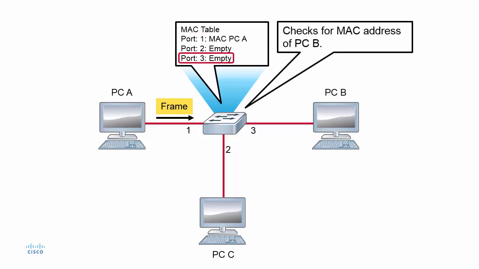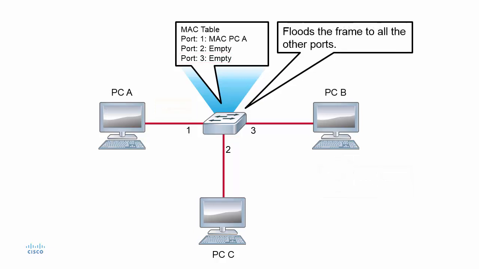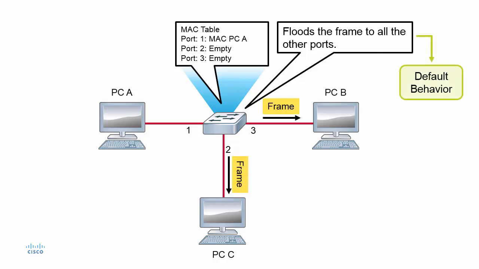The switch checks the MAC address table for the destination MAC address of PCB. PCB hasn't sent any frames yet, so there is no entry for the MAC address of PCB in the MAC table. Because the destination MAC address is not known, the switch floods the frame to all ports except the port on which the frame was received. And this is the default behavior, and this means that the switch sends the frames out ports 2 and 3.